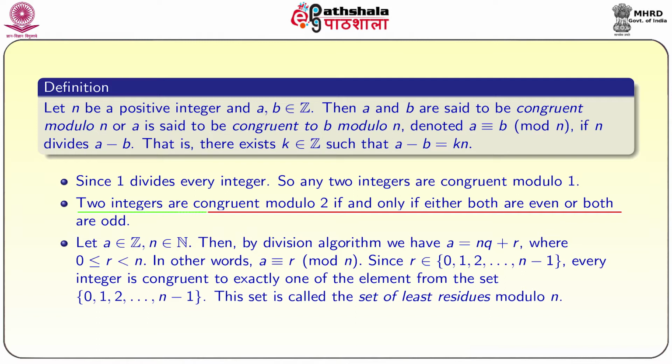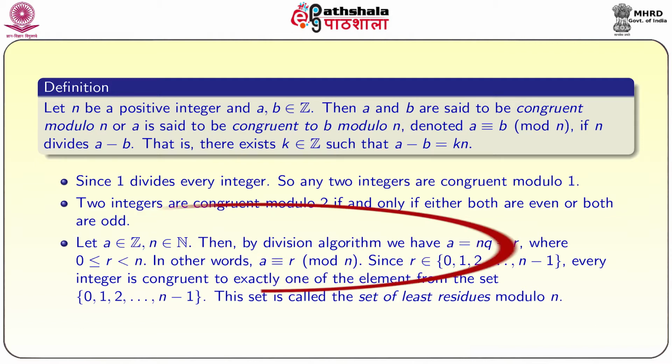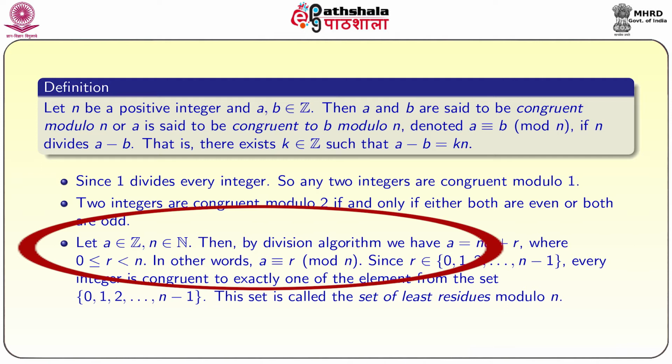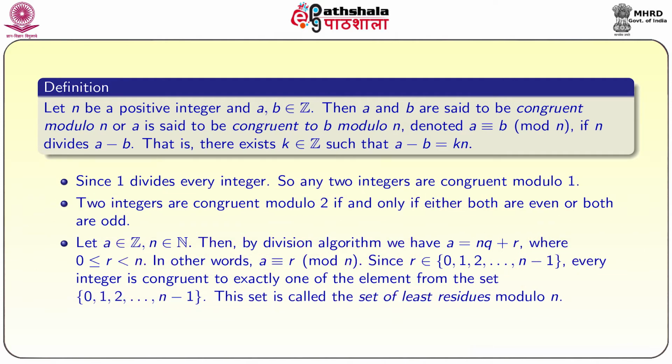Two integers are congruent modulo 2 if and only if either both are even or both are odd. Let a belong to Z and n belong to N, then by the division algorithm we have a equal to nq plus r, where 0 is less than or equal to r is less than n. In other words, a is congruent to r mod n, since r is a remainder. So, it is one of the integers from 0 to n minus 1. So, every integer is congruent to exactly one of the elements from the set.